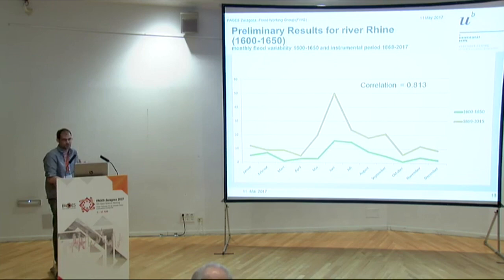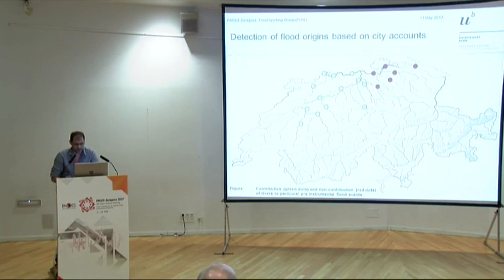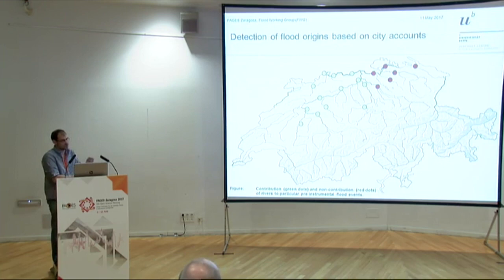So, last slide, thank you. The last slide will be an outlook to the future. So let's assume these city accounts exist for almost every city in Switzerland. It's a lot of work to do, but probably it would be worth it. If we would have all this information from these city accounts, we could then detect the contribution or the non-contribution of singular flood events of river systems.